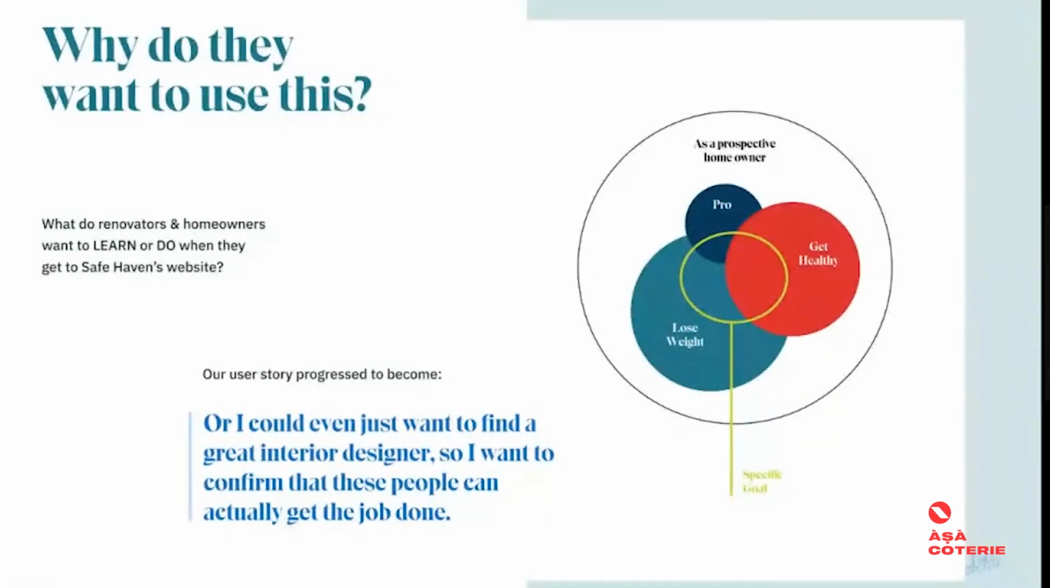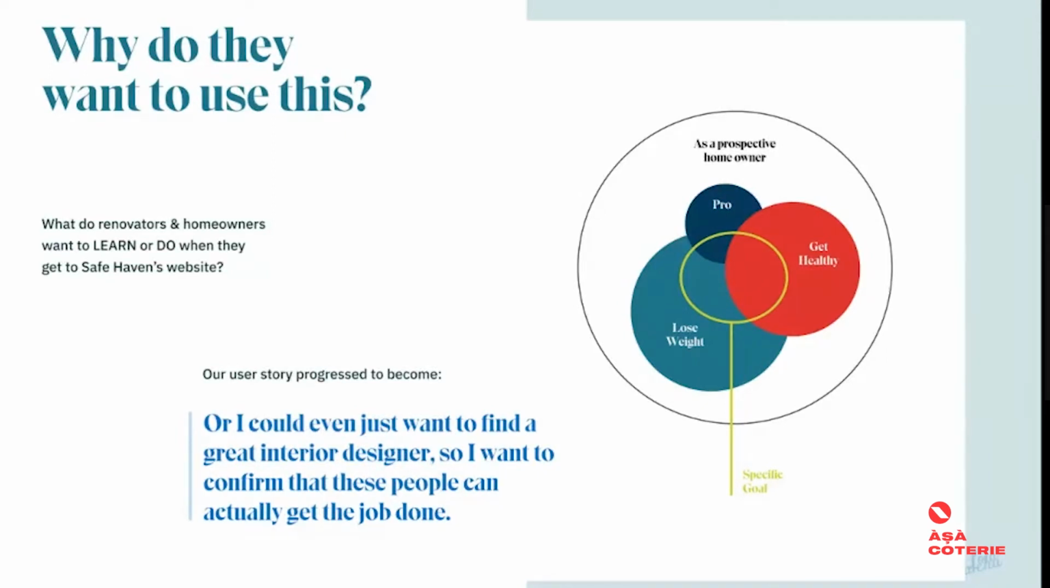You want to outline your personas, and then, sorry, outline your user stories in the back. You want to outline your user stories and say, okay, what are the things that these guys have in common, or what are the preliminary things that apply to everybody that we can start with. And for this exercise, we'll focus on the third one, which is that I want to find a great interior designer so that I can confirm that these people can actually get the job done. Because if you think about it, it's something that can apply to all three.